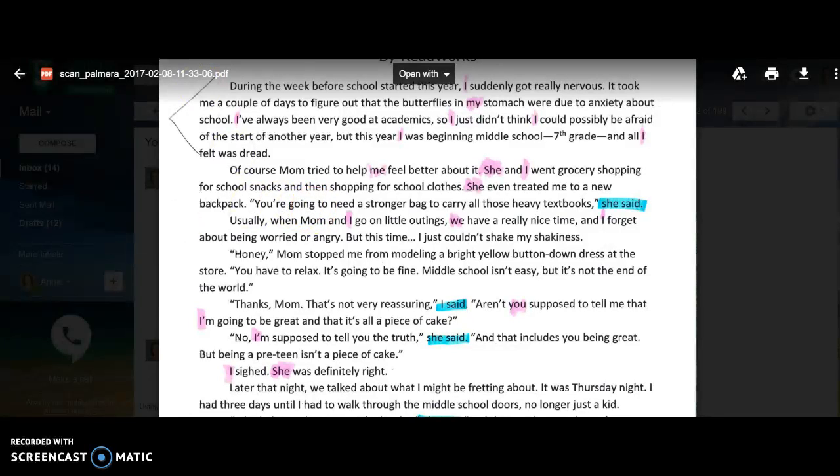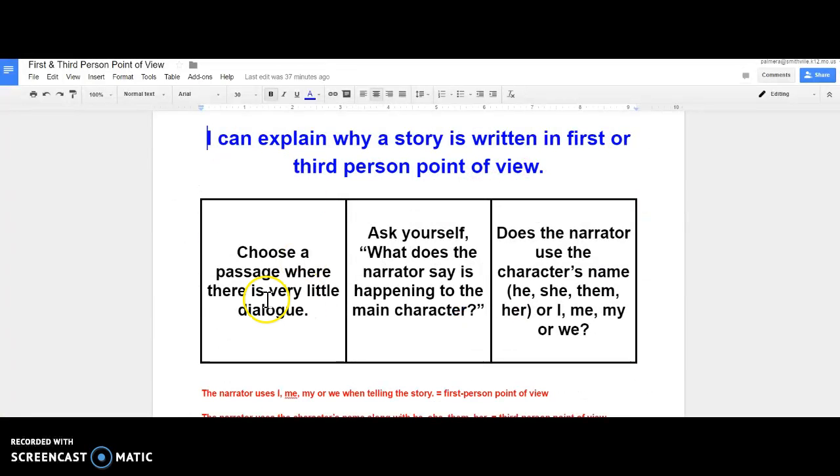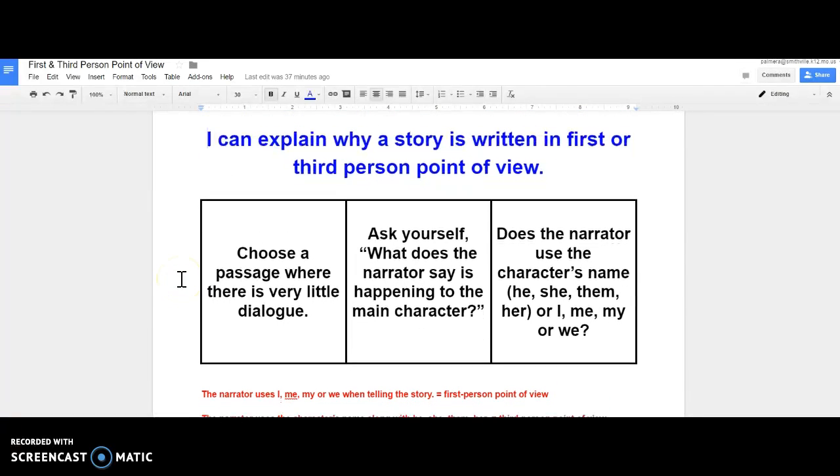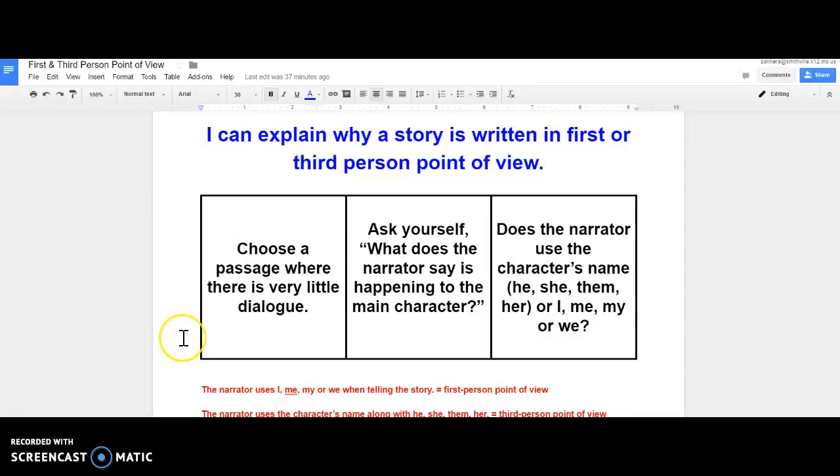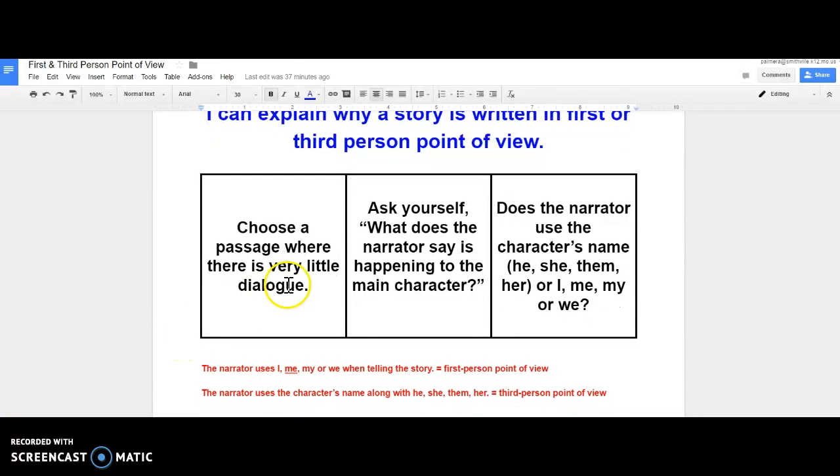One strategy that you could use, and I'll share this document with you, is right here. I plan to make a copy of this and I'll use it within small groups. It's just a three-step strategy. First, I'm going to ask them to choose a passage where there is very little dialogue.